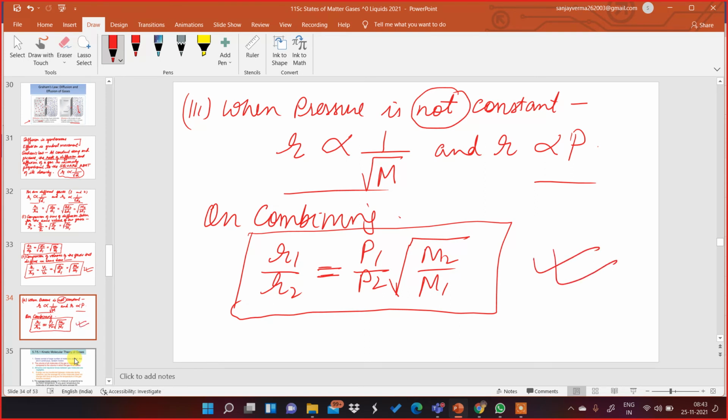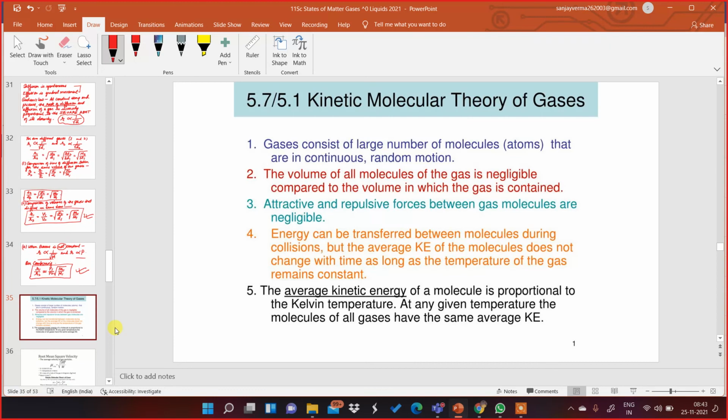So this was a qualitative discussion about Graham's law of diffusion and diffusion of gases. Now moving further to the next topic in this chapter with regard to kinetic molecular theory of gases. Now you can have a look at the postulates from a textbook also with regard to kinetic molecular theory of gases. It is not that difficult. There are around 6-7 postulates which have been mentioned in your textbooks.